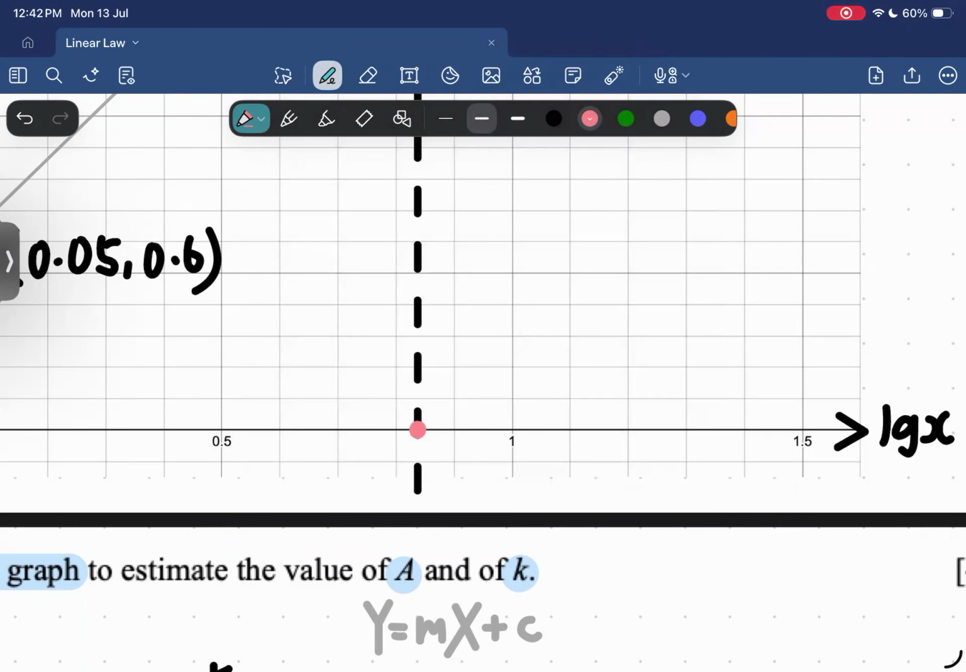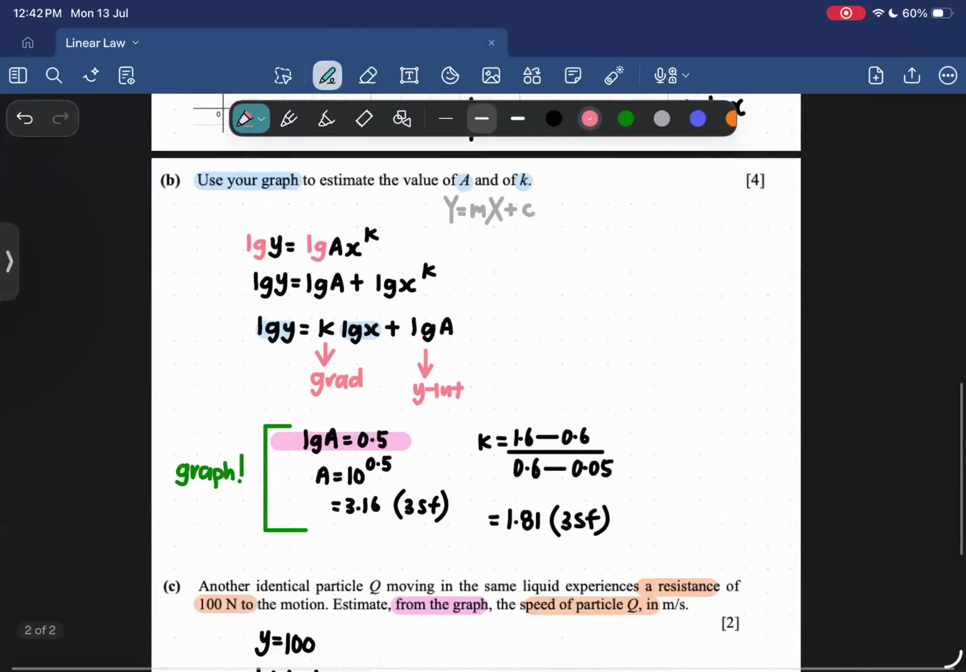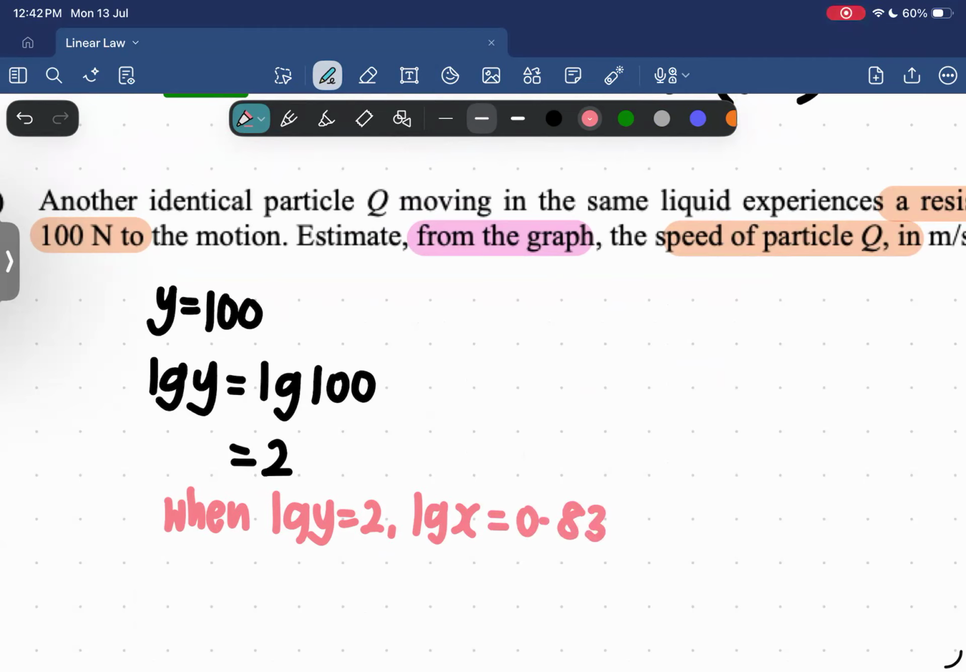So I'm going to use the answer key. The answer key should be more or less the same. The answer key one is 0.83. Seems like it, I see 0.6, 0.7, 0.8. See? 0.83. But yours should be very nice, as in you have enough grids, I don't. So I will write down: when log y equals 2, log x is 0.83, plus minus.